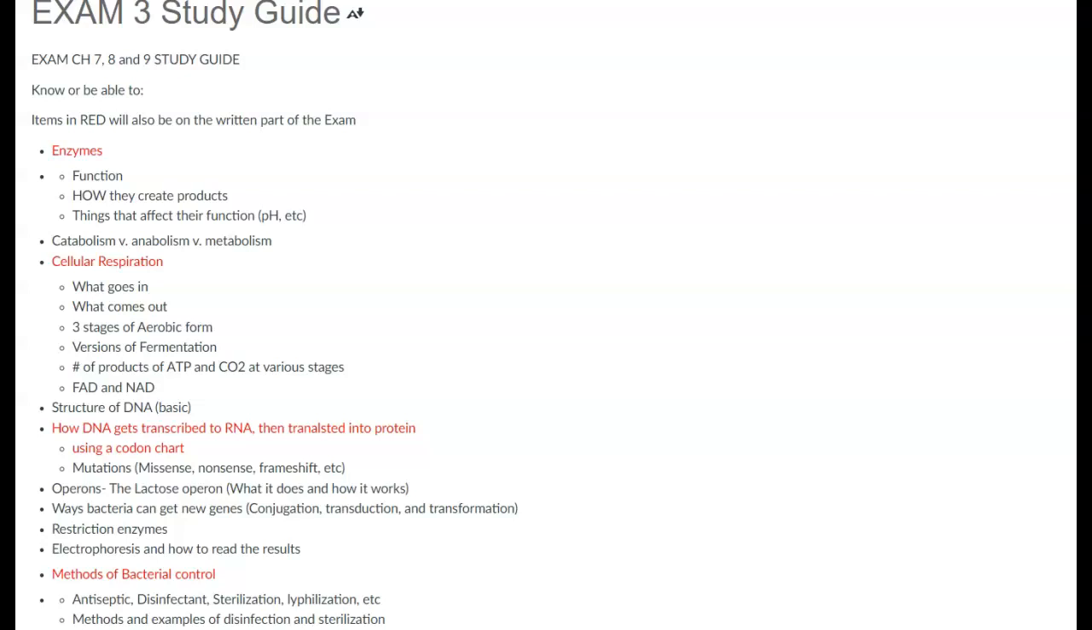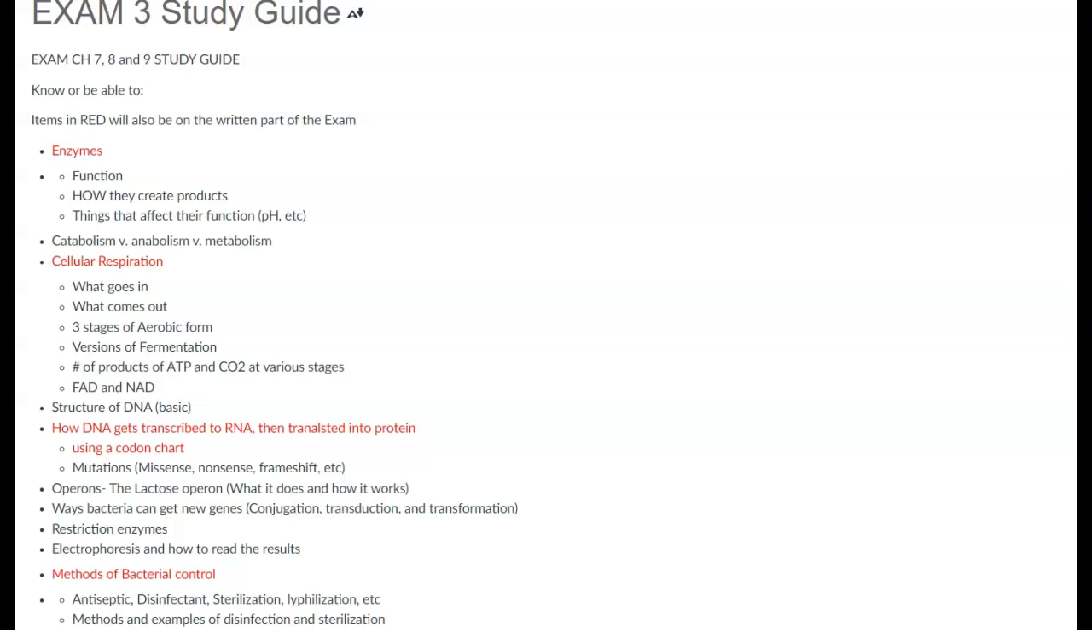Moving down the list, obviously cell respiration is a larger topic. You definitely want to make sure you watch the Edpuzzle videos I made on the 3 stages. And just generally be aware of what goes in, what comes out, especially the numbers of ATP and CO2 that are made and or released at each stage. However, you do not need to know the specific numbers of FADs and NADs that are released at any given stage. I really just want you to know kind of what they are, what their role is.